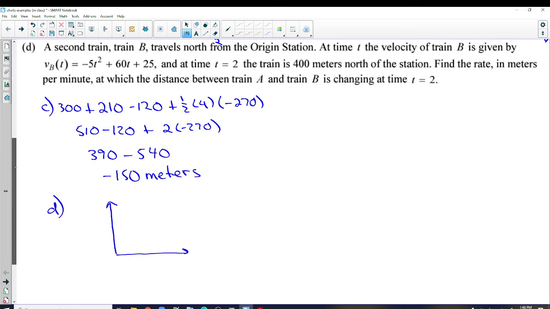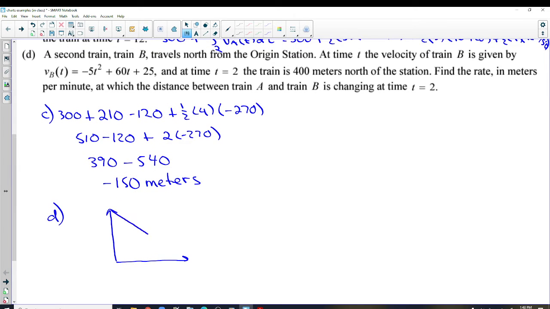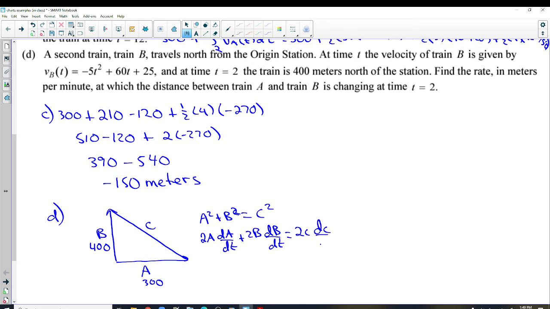And they give us some information. We want to know this distance. How is the distance changing? The hypotenuse, in other words. So this is train A, train B. Now, if I remember right, train A is 300 meters away from the station, and B, it says, is 400 meters away. So we have A squared plus B squared is equal to C squared. So 2A dA/dt plus 2B dB/dt is equal to 2C dC/dt.